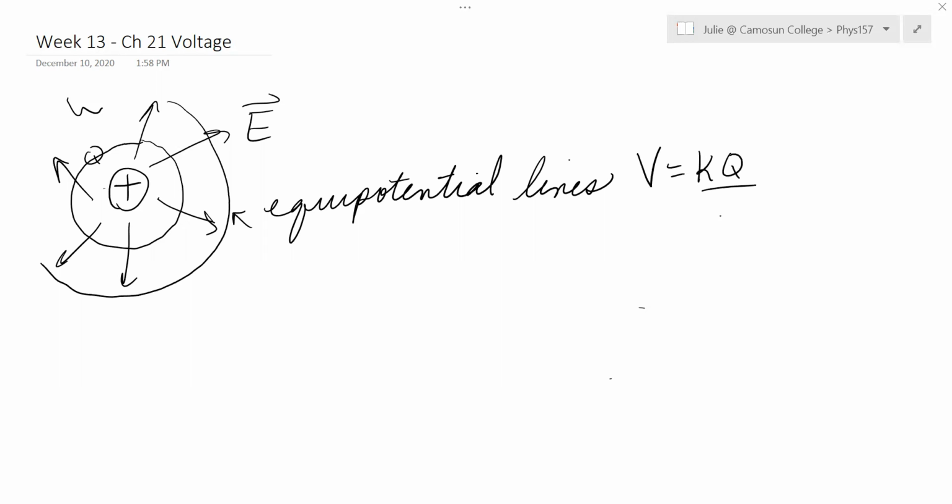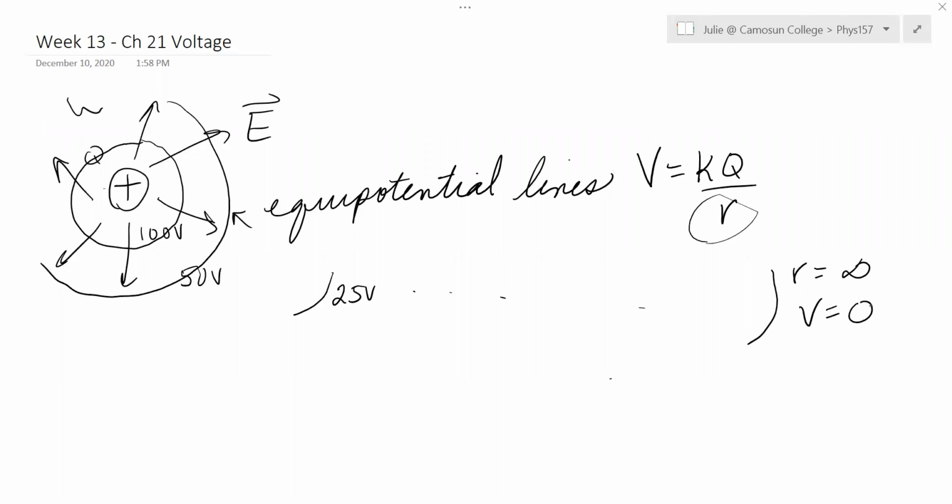You calculate the number using this formula that the voltage is KQ over R, R being the distance away from the charge. And so, for example, this line might be the 100-volt line, and this line might be the 50-volt line. And the lines are not equally spaced because it goes as 1 over R. So the 25-volt line may be out here and so on. And at infinity, when R equals infinity, the voltage is 0.